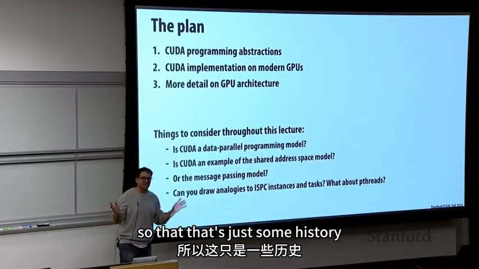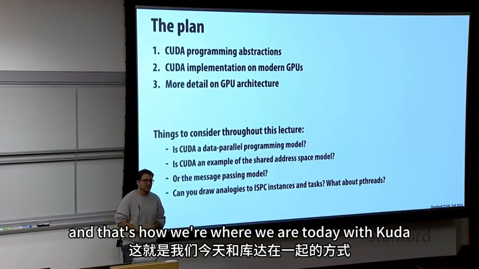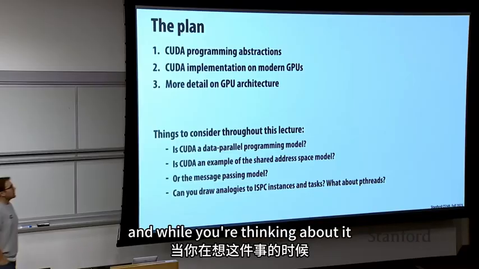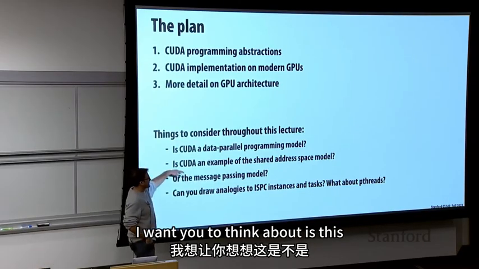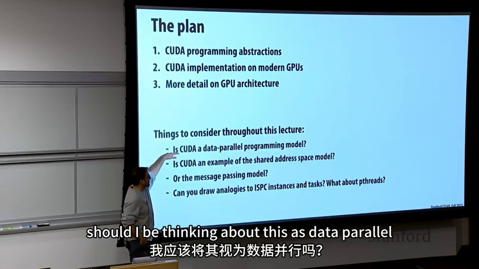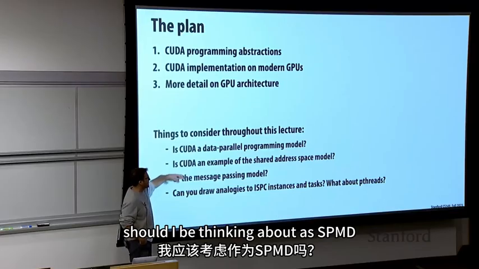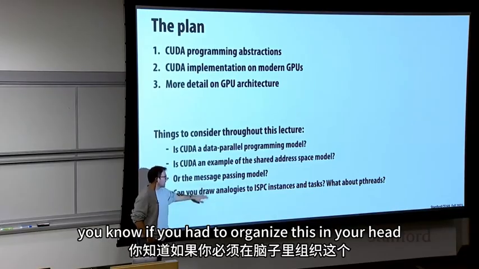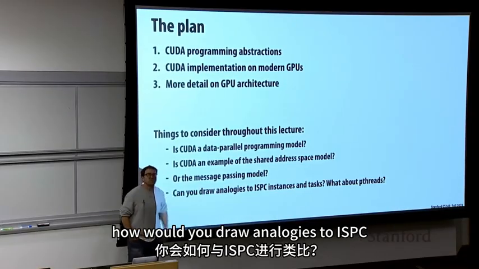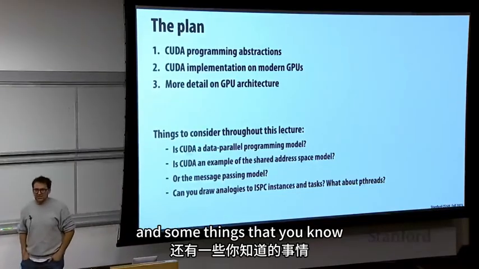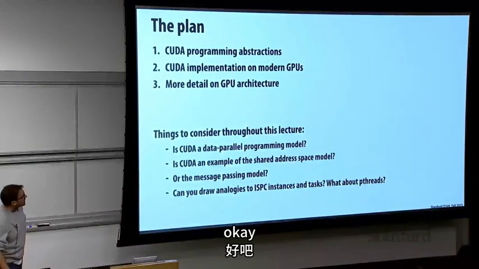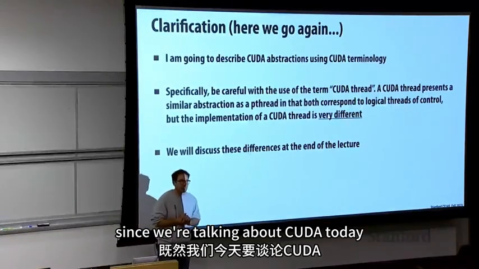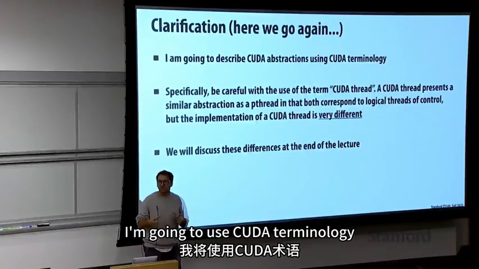So that's just some history, and that's where we are today with CUDA and why. So I'm going to talk a little bit about this programming model. And while you're thinking about it, I want you to think about, should I be thinking about this as data parallel? Should I be thinking about it as SPMD? Is this message passing or a shared address space? If you had to organize this in your head, how would you draw analogies to ISPC and some things that you know? Okay. And since we're talking about CUDA today, I'm going to use CUDA terminology.